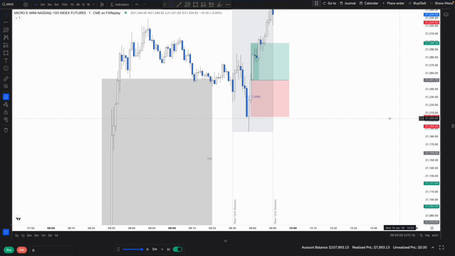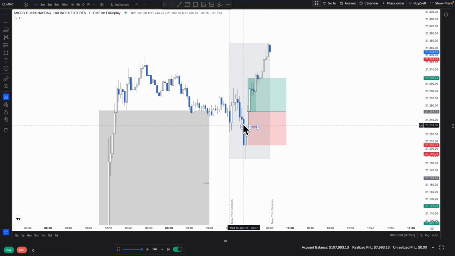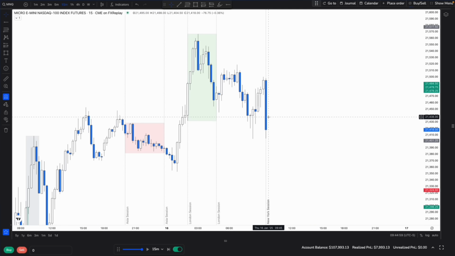Very, very simple, but it's just so good to be able to take these entries, and it times our entry perfectly with when price wants to run. The inversion fair value gap gives us that confirmation that price wants to continue out of the 5 or 15-minute fair value gap. So Thursday the 16th of January, fairly bullish price action on the 15-minute here.